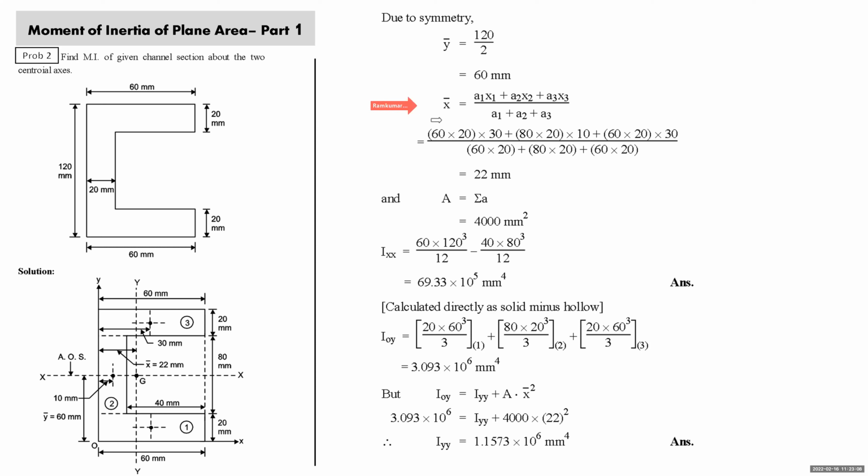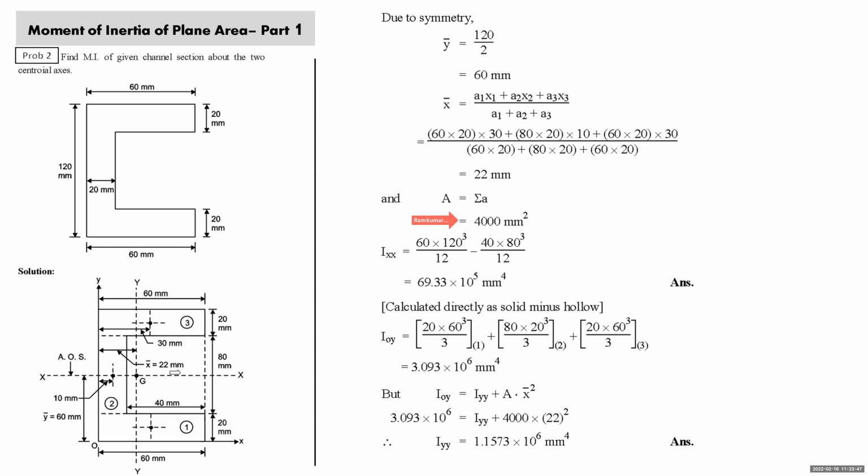So x bar is equal to a1 x1 plus a2 x2 plus a3 x3. First area is 60 into 20. Centroidal distance from reference axis OY is what? 60 by 2, 30. Second component is 20 into 80 and x2 is 10. Third component is 60 into 20. X coordinate of its centroid from the OY reference axis is what? 30. Divided by a1 plus a2 plus a3, you get it 22. Area of this channel section, or whole area, is the summation of A. This is the denominator of this. This is 4,000.